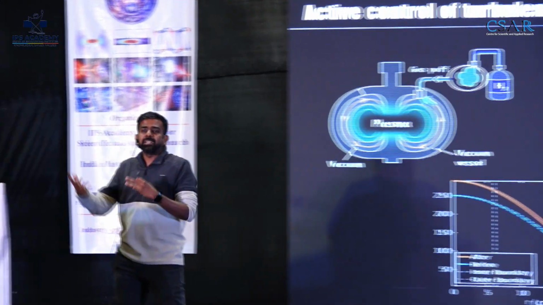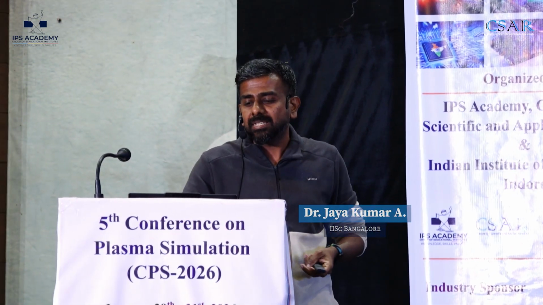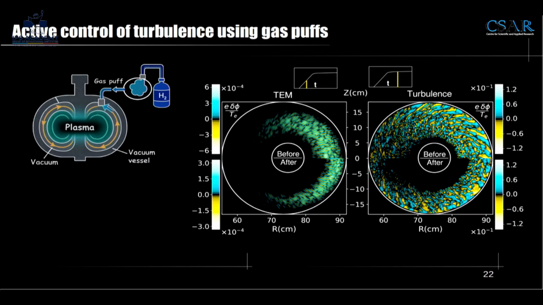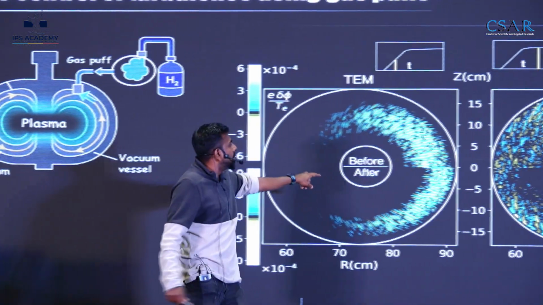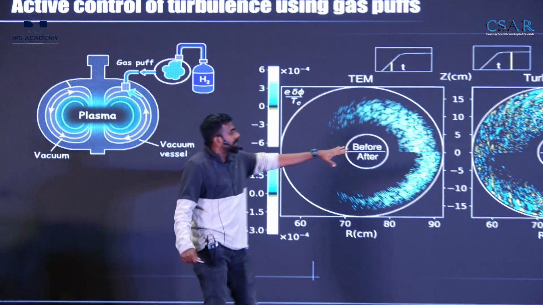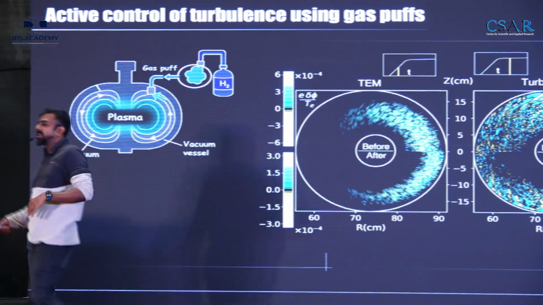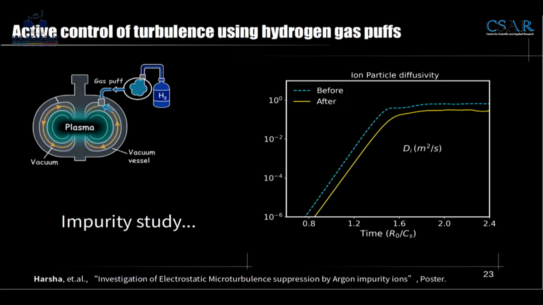They already had some ideas as to what's happening, and they wanted us to reconfirm using simulation, and that's what we did. So we ran our simulations with the linear, nonlinear turbulence, and so on, and we show that, yes, the turbulence is suppressed. Before and after refers to before gas puffing and after gas puffing. It turns out that the turbulence is reduced and it's localized, which is good. So this is something that we worked on, as well as you can study the diffusion and so on. Before it was higher, then it came down.